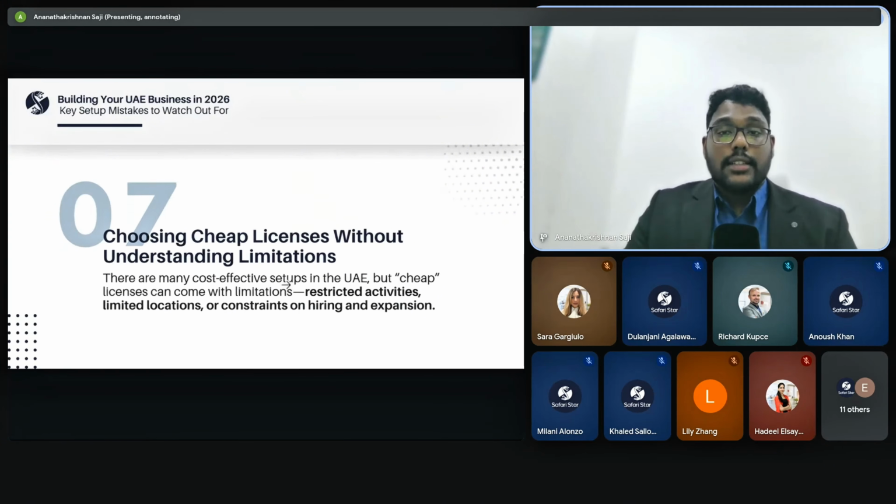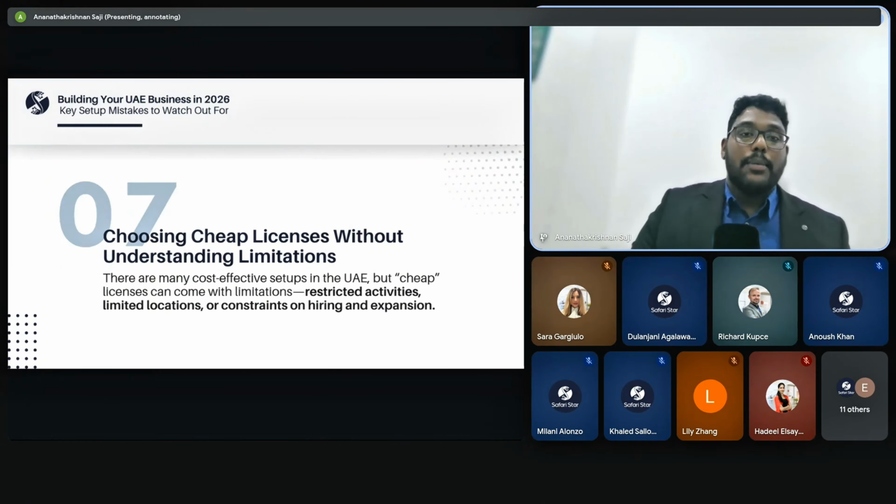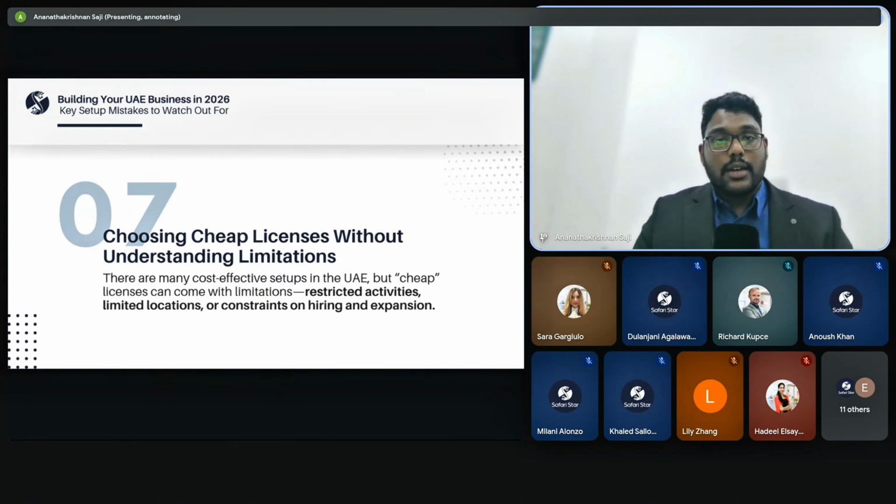And the last agenda is choosing cheap licenses without understanding the limitations. In UAE, you can get a license for just 4,000 dirhams up to 60,000 dirhams. So this is the vast market of UAE. Now let's say you're new to the market, and you go to a consultant and he's saying, okay, the cheapest license is this one. But you always have to understand that it doesn't contradict the rules and requirements we discussed previously when it comes to choosing business activities, ownership structures, bank account opening, and all.